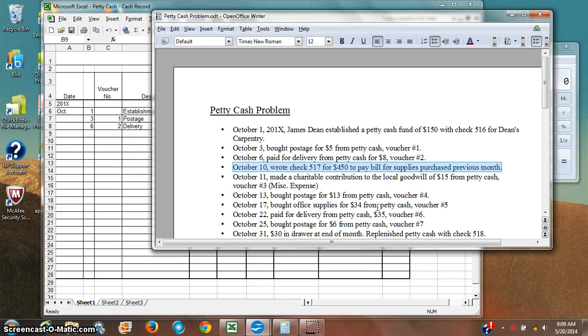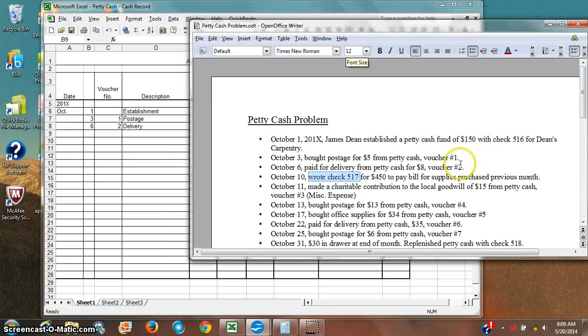Now notice something about this one here. First of all, this is a far larger bill than anything in my petty cash fund. But also notice that it doesn't say from petty cash. It says here I wrote a check. Consequently, I'm not going to keep track of this in my petty cash record because it doesn't affect petty cash. If it's not out of petty cash in your business, then of course you don't keep track of it in petty cash. But sometimes you'll see this kind of thing in problems, and it's important to keep this straight. Is this something that's coming out of petty cash or not?